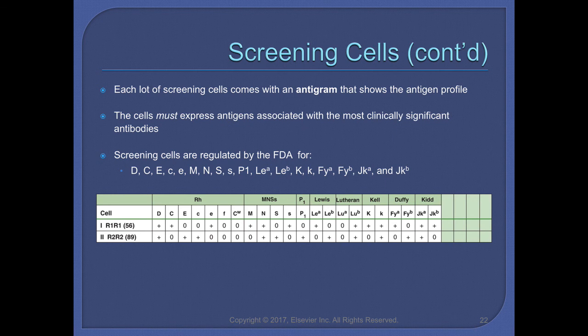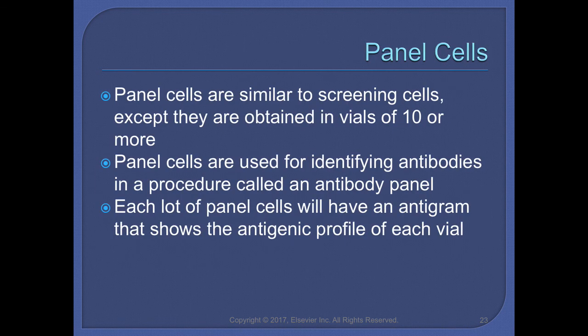So what we do is we take the screening cells and we react them with the patient's serum, and then we record all of the different reactions at different phases. We'll get into this later on, but the phases will be immediate spin, 37C, and anti-human globulin. You'll always have a control in there, and we'll get into that a little bit later.